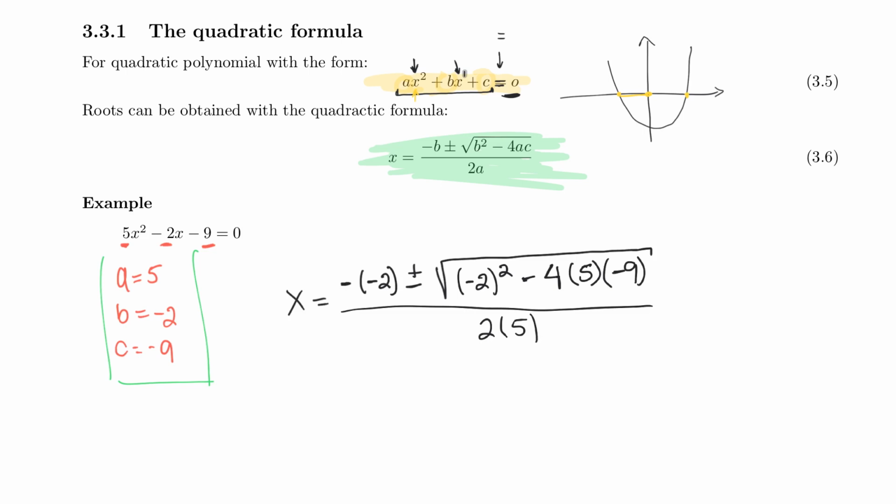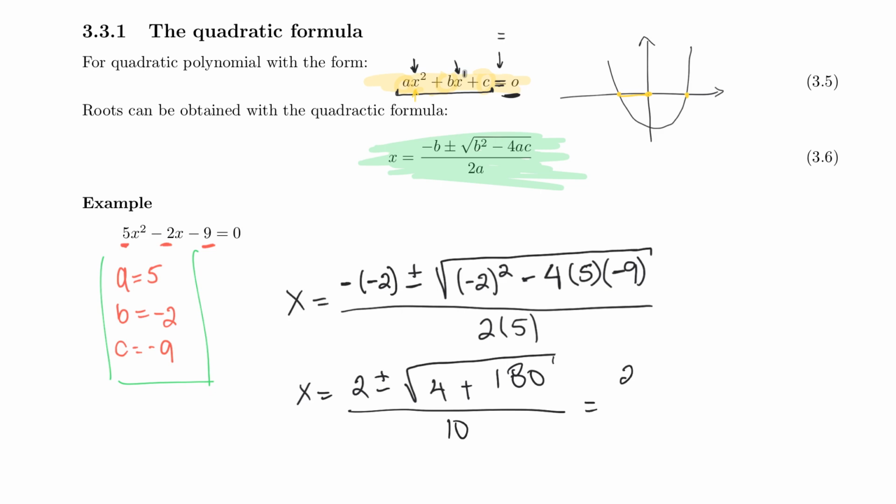Okay, so this is how we apply the formula. So now let's solve it. Minus and minus is positive. Plus minus the square root of 2 squared is 4, minus 4 times 5 is 20, times 9 is 180. And we have minus and minus, so it would end up being positive 180. And now we divide by 2 times 5, which is 10.